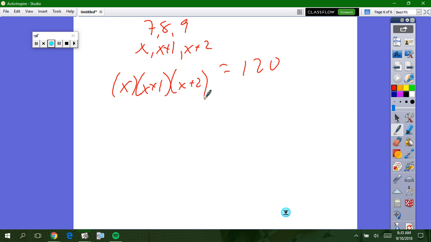How would you solve this? Any ideas? Nobody wants to think with me. I could distribute it through. That's awesome. And then what would I have to do? Subtract the 120 over, wouldn't I? Because I want everything on one side.